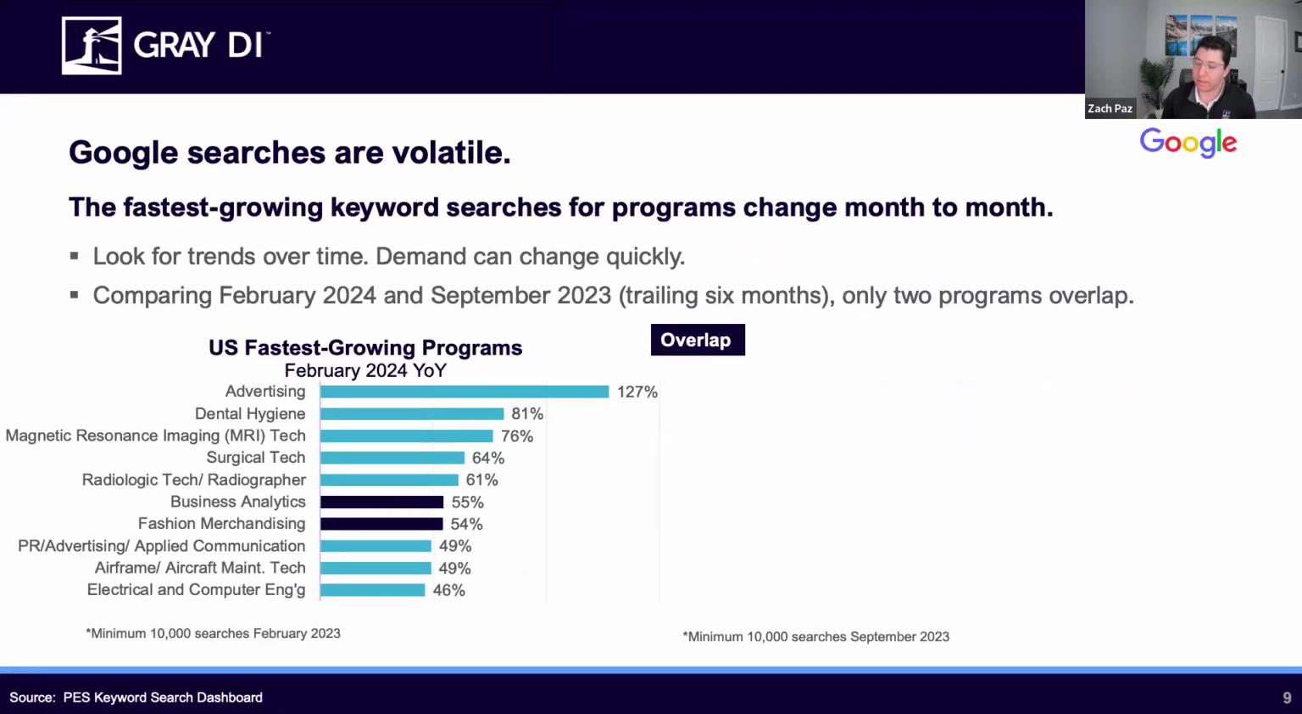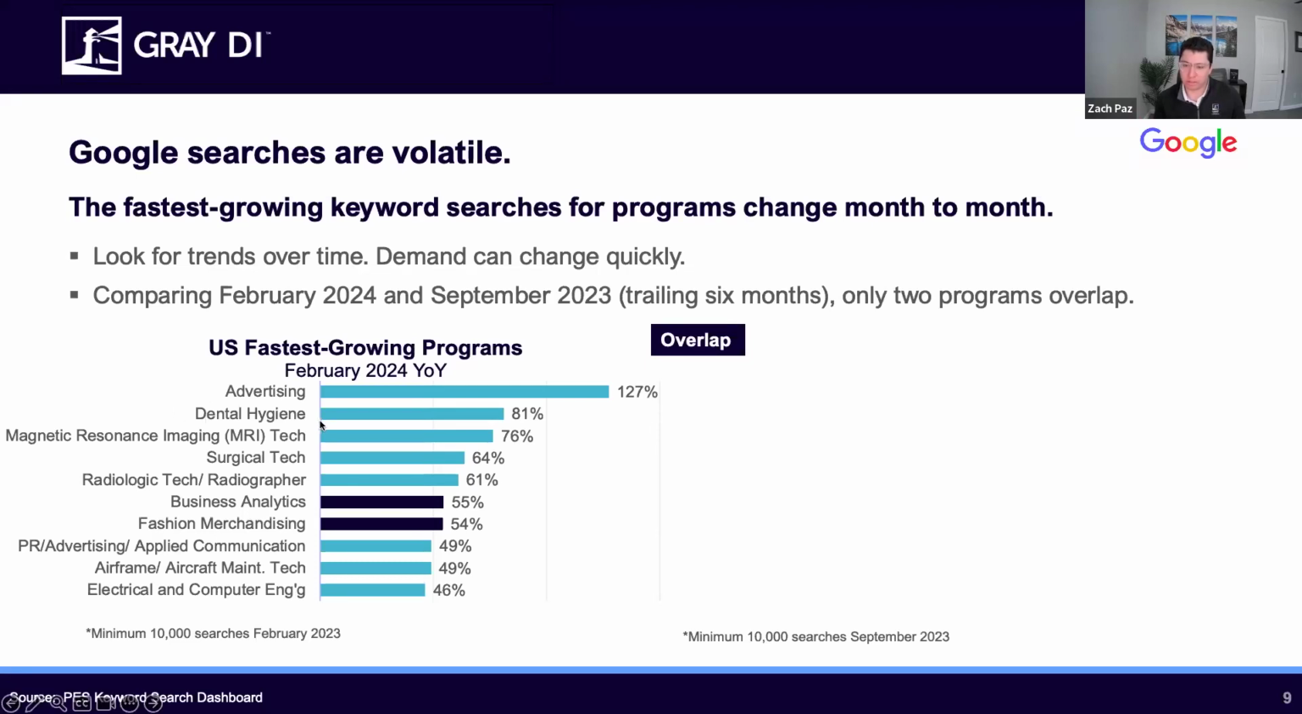So where the power comes into this is really understanding what's going on from a program perspective, right? And so we wanted to compare and understand what programs are growing. We can look at it by an individual zip code that we're tracking. How do they compare over time? In this case, we're comparing February 2024 year over year. The advertising program grew 125%. So it was the fastest growing program year over year.